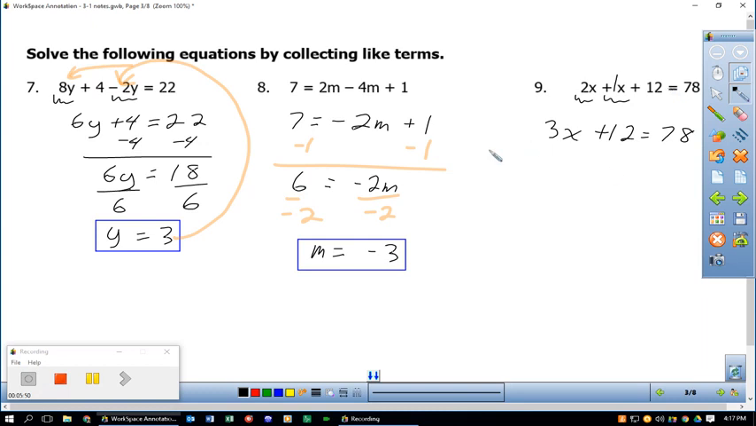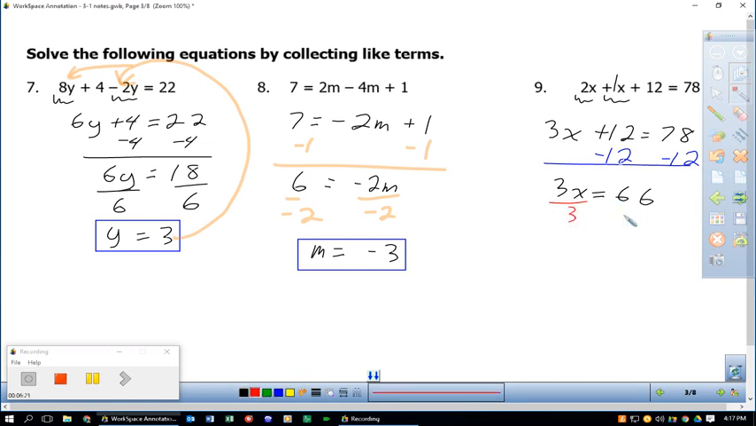Now, a really common mistake that students make is they try to combine these two numbers right here. These are on opposite sides. We cannot do that. So we have to use opposite operations to get things by themselves. So we're going to have to subtract 12 from both sides. So that would be 3x equals, that is 66.